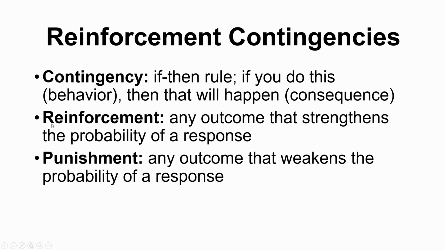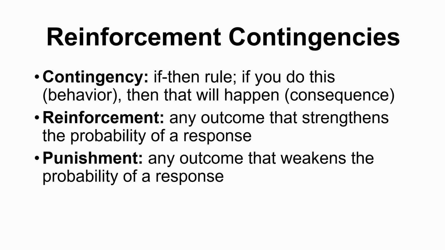And we can have different kinds of consequences. We have mostly focused on consequences where something good happens and we are more likely to do a behavior in the future. That would fall under the category of reinforcement. So any outcome or any consequence that strengthens or increases the probability of a particular response being produced. So if you push that lever and you get food, food is good. So that would be reinforcement because you're now going to be more likely to push that lever in the future.